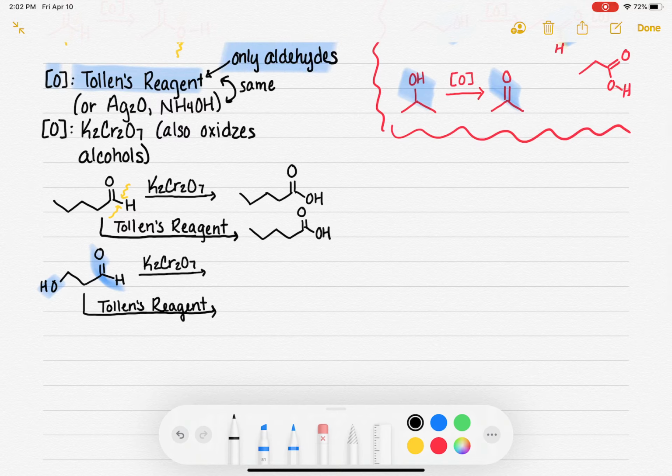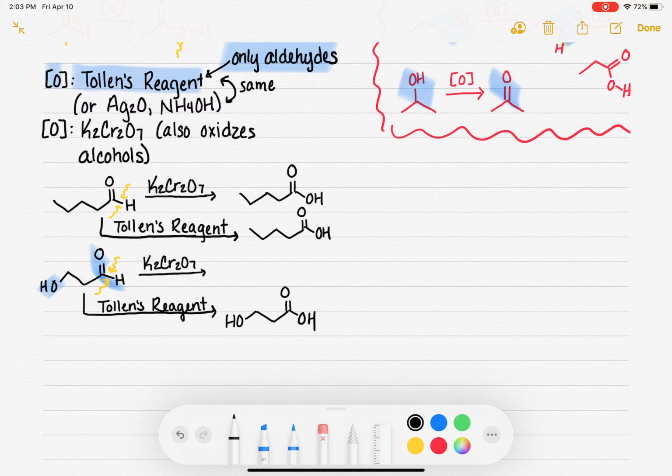The Tollens reagent only oxidizes aldehydes, which means that the alcohol is not going to be affected at all by the Tollens reagent. What can the Tollens reagent do? Well, it cannot make a carbon-oxygen double bond because that carbon-oxygen double bond already exists. So instead, what it's going to do is squeeze an oxygen right there into that position. So we end up with this molecule right here.